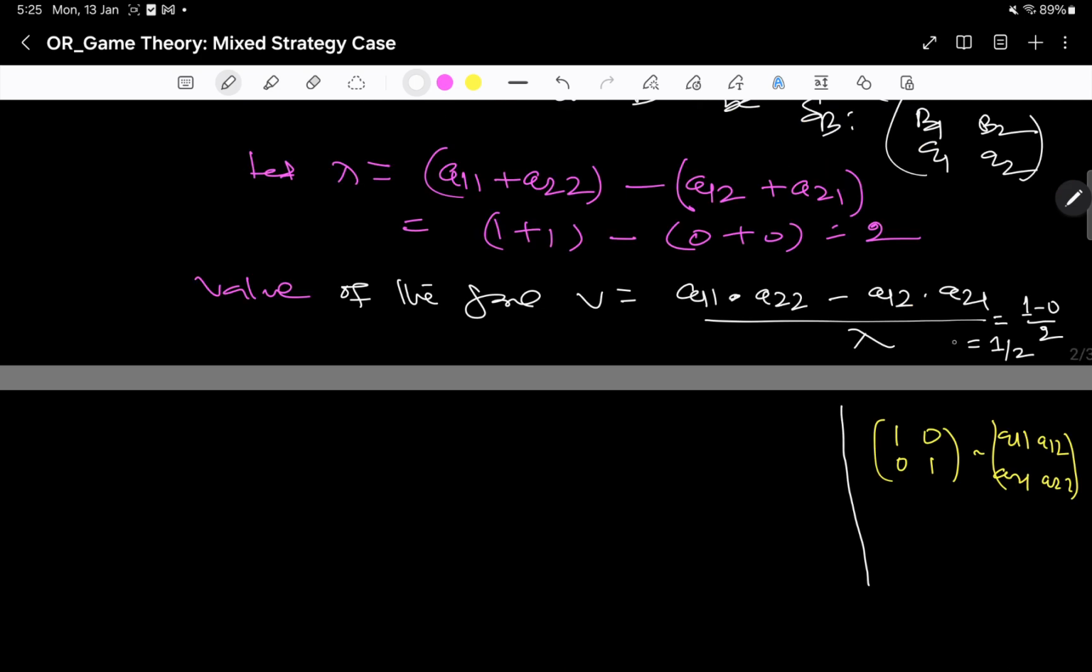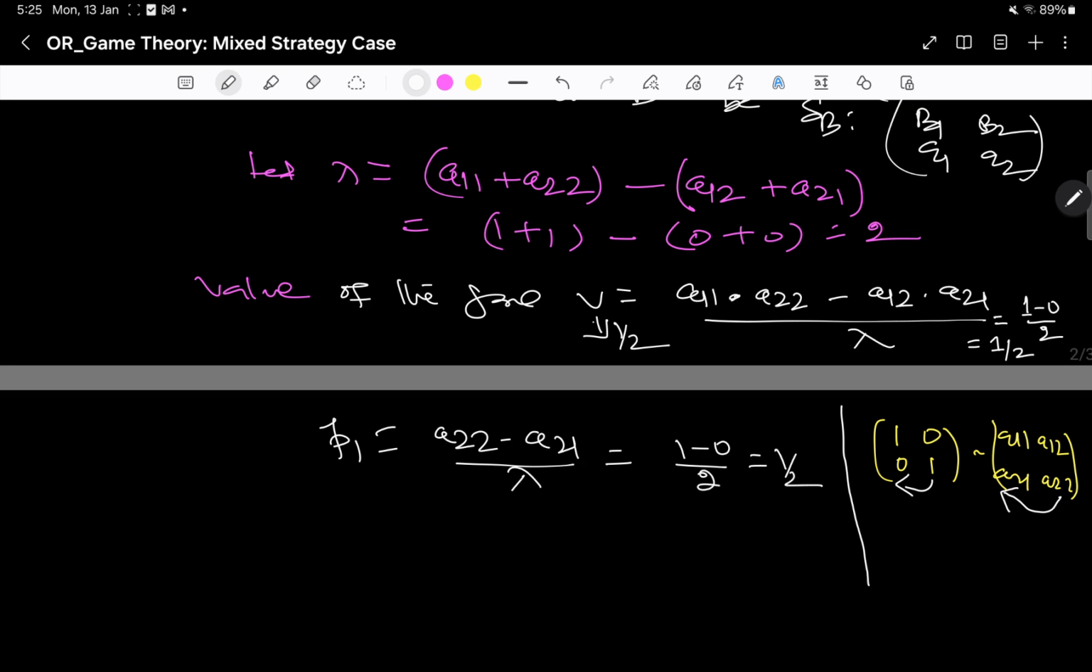So now the value of the game we got is half. Now coming to P1: P1 will be A22 minus A21 divided by lambda. So this is 1 minus 0, 1 minus 0 by 2, which is your half. What is your P2? P2 is 1 minus P1, which is 1 minus half, equal to half.